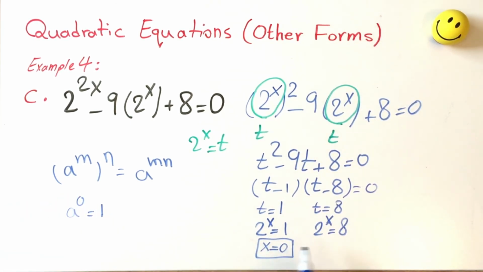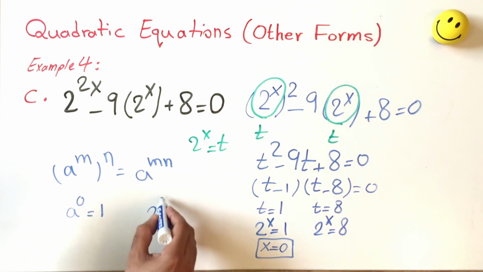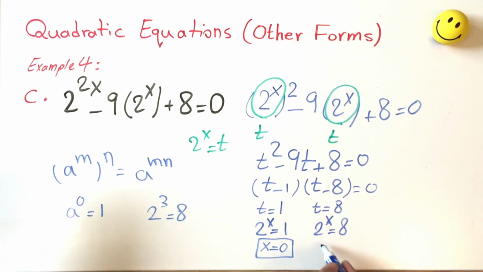And here, 2 to the power of what number is going to be 8? You know that 2 to the power of 3 is 8, right? So that means x is 3. So how many answers do I have for this equation? 2 answers, 0 and 3.